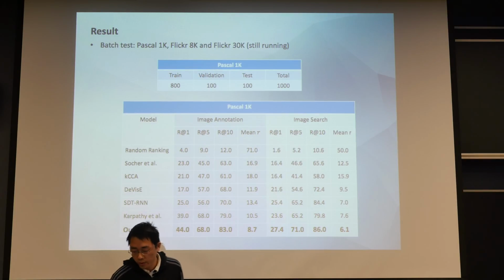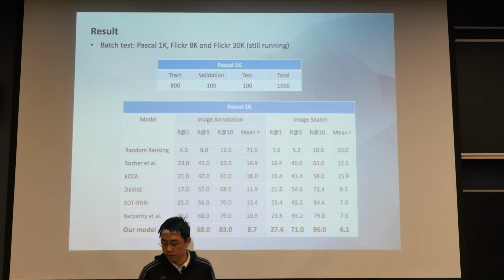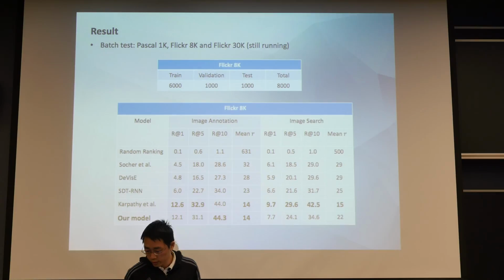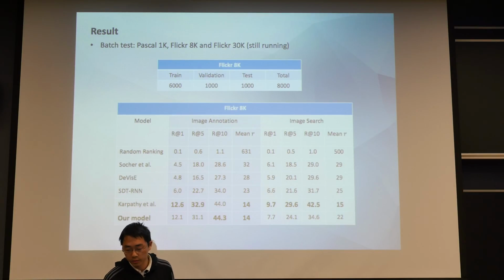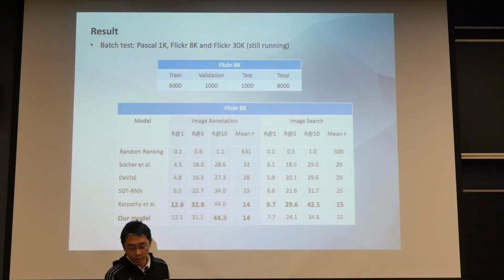For the Pascal 1K dataset, we did our best job and outperformed the other methods. For Flickr 8K, we have 6,000 images as the training set, 1,000 for validation, and 1,000 for testing. In this case, we didn't do as well as on Pascal 1K, and Karpathy's model does the best job. But it can easily be seen that our model is more or less at the same level, and we have better performance at R at 10 and mean R.